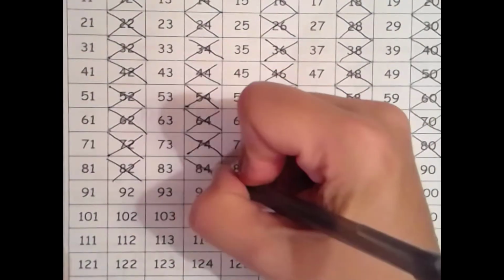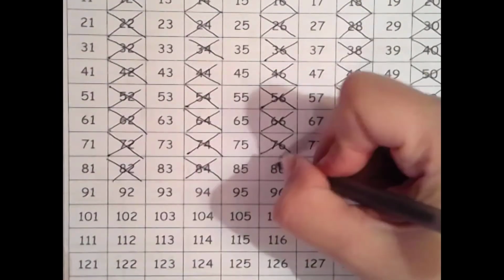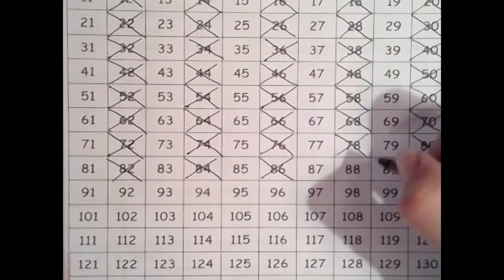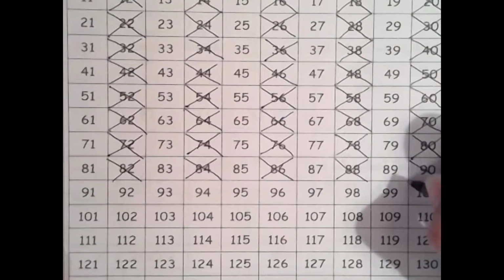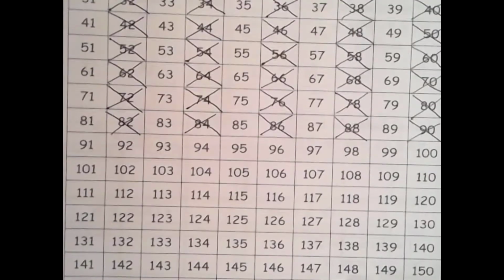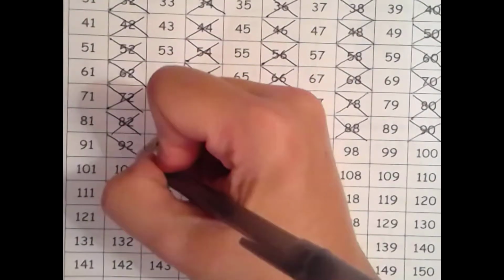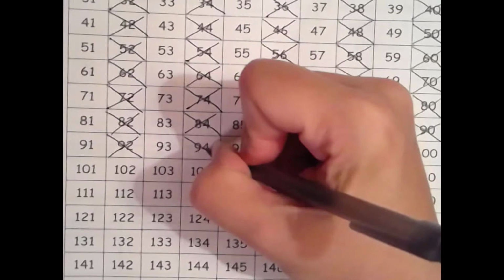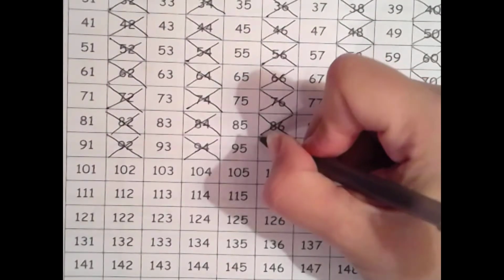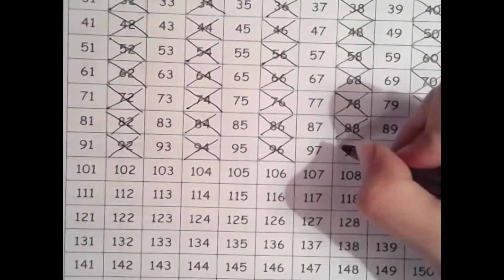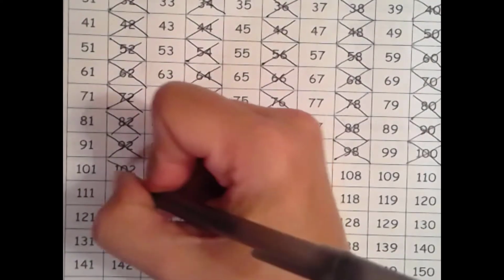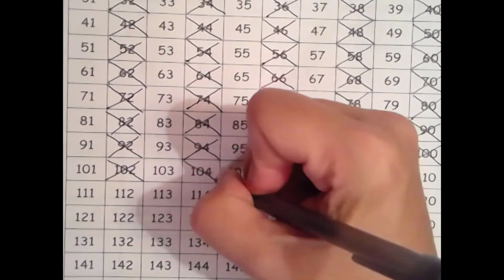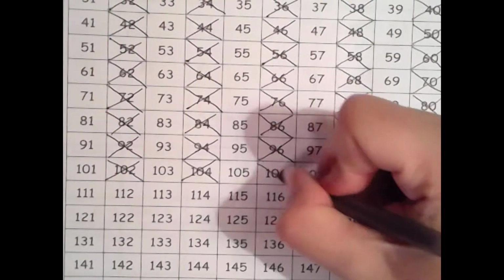82, 84, 86, 88, now that doesn't mean that all odd numbers are prime. You'll see that in a little bit. But every other prime number other than 2 is an odd number.